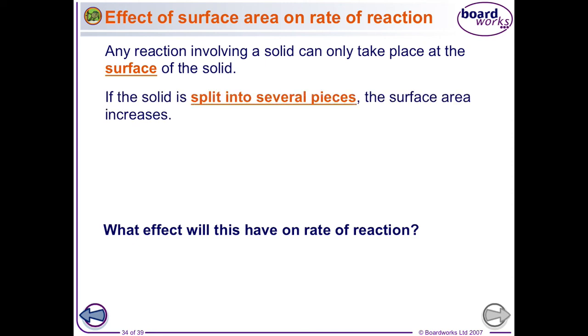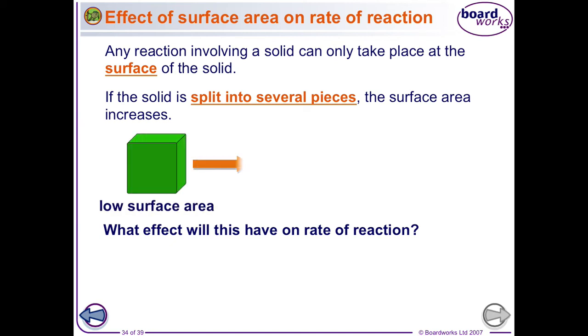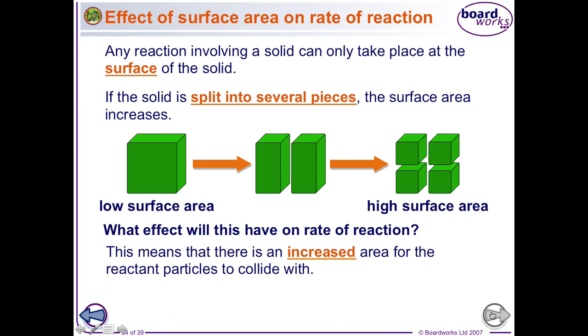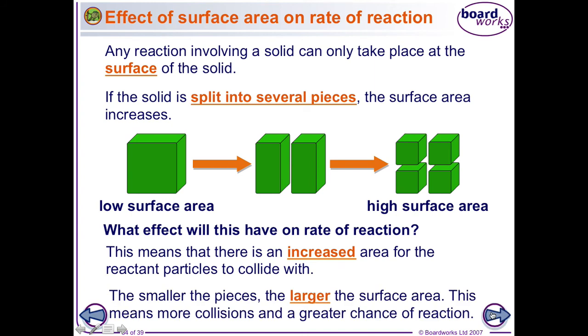If we split it into several pieces, the surface area increases. What effect will this have on the rate of reaction? Well, let's take a look here. Notice this block only has one front, back, side, top, and bottom. If we split it in half, we now have two fronts, two backs, four sides, two tops, and two bottoms. And when we split it even more, we have more surface area, so there's more space for the reactants to hit one another. So this means there is an increased area for particles to collide with. The smaller the pieces, the larger the surface area. This means more collisions and a greater chance for the reaction.